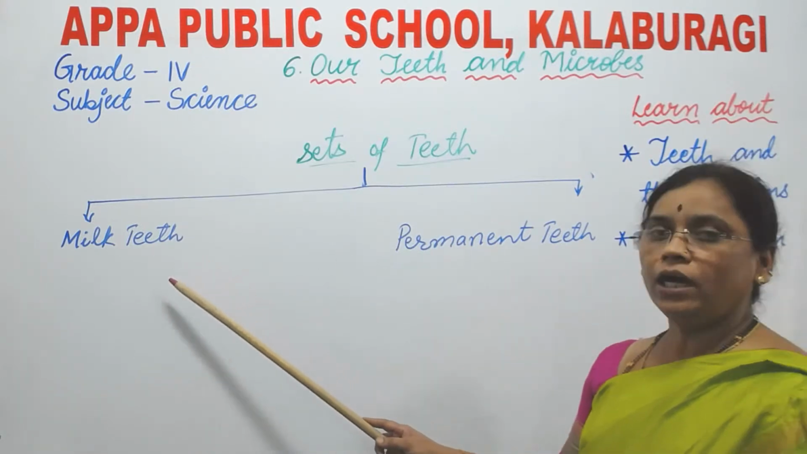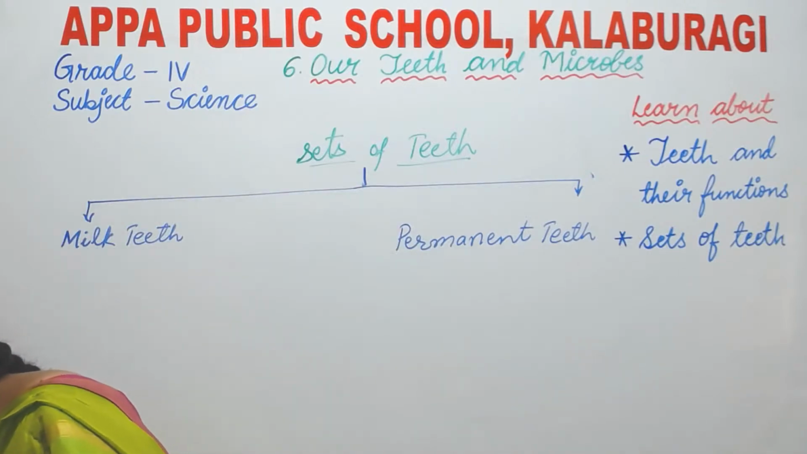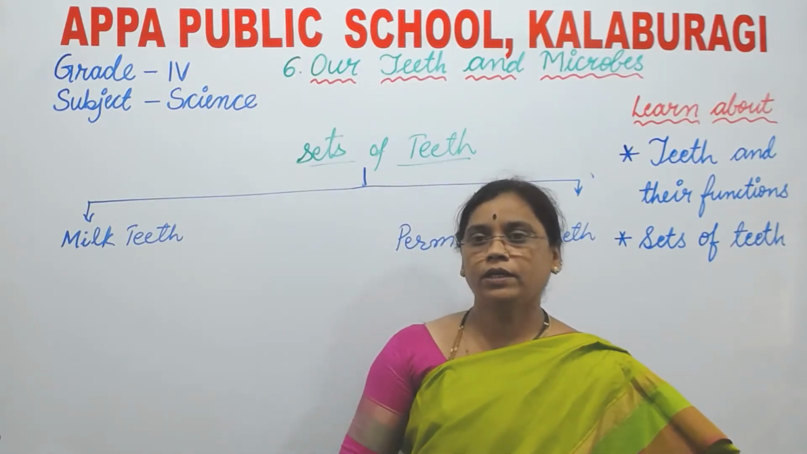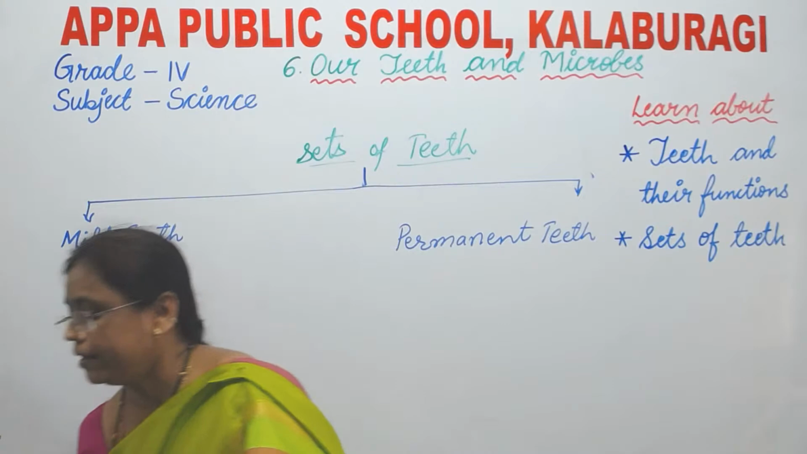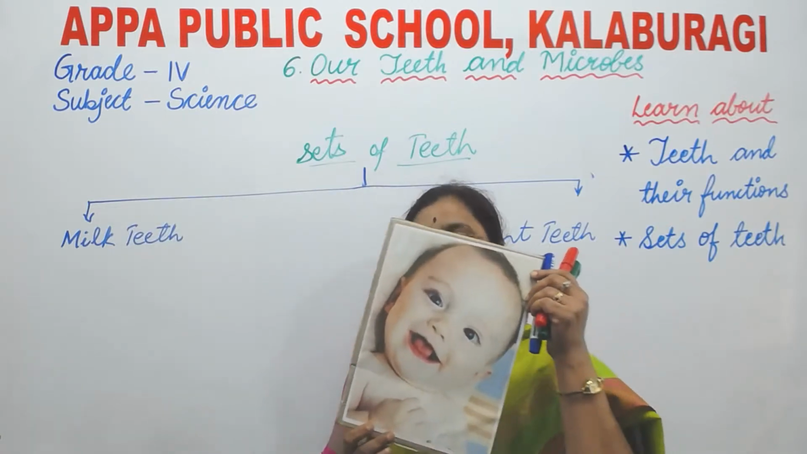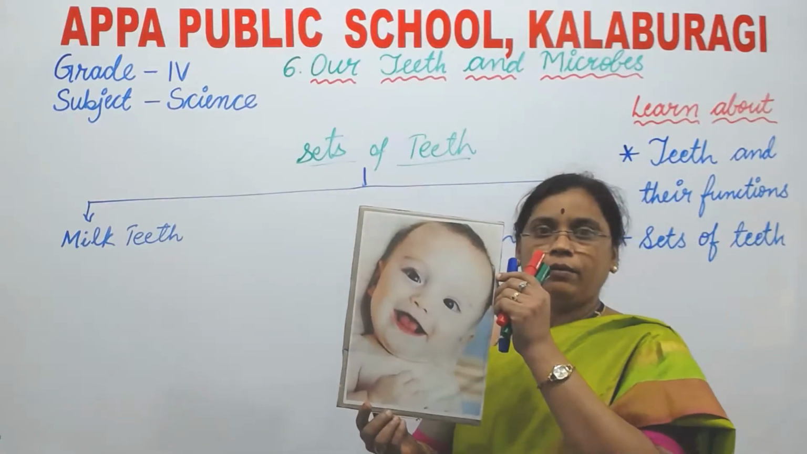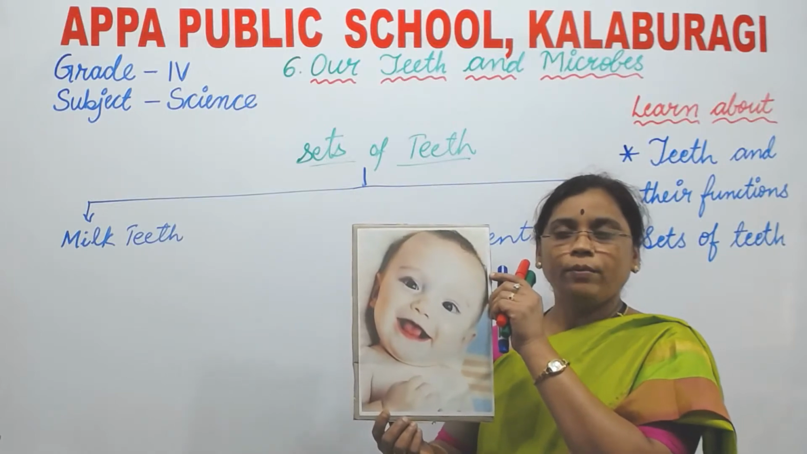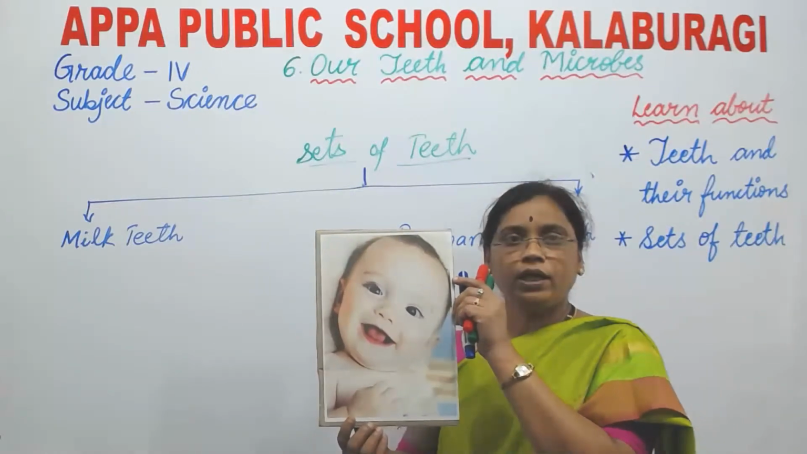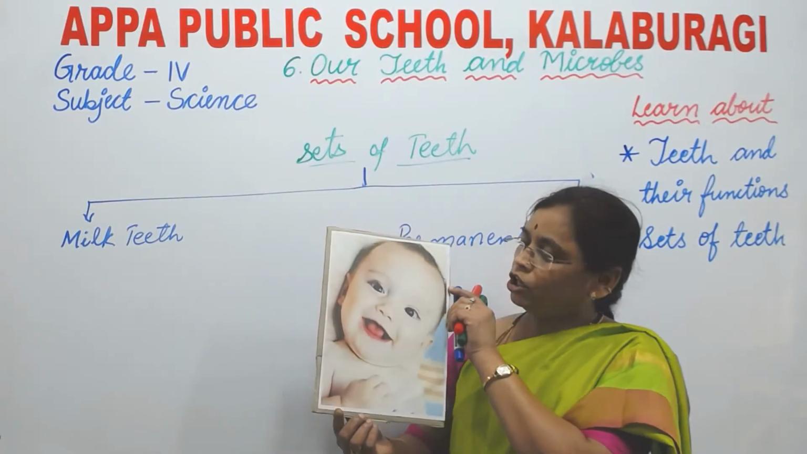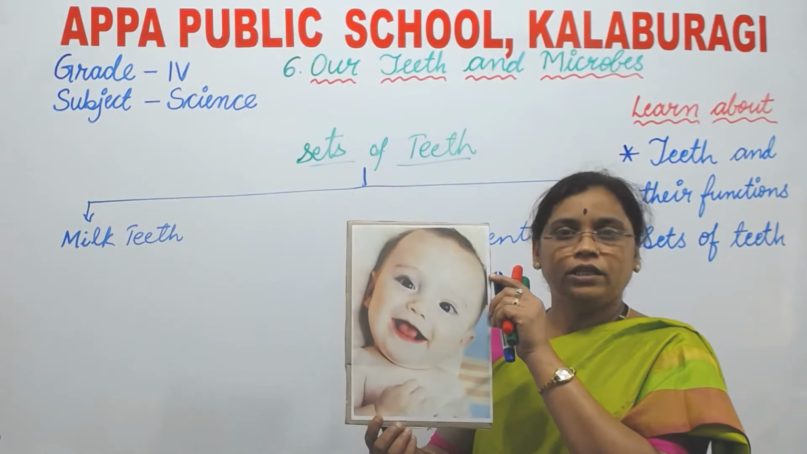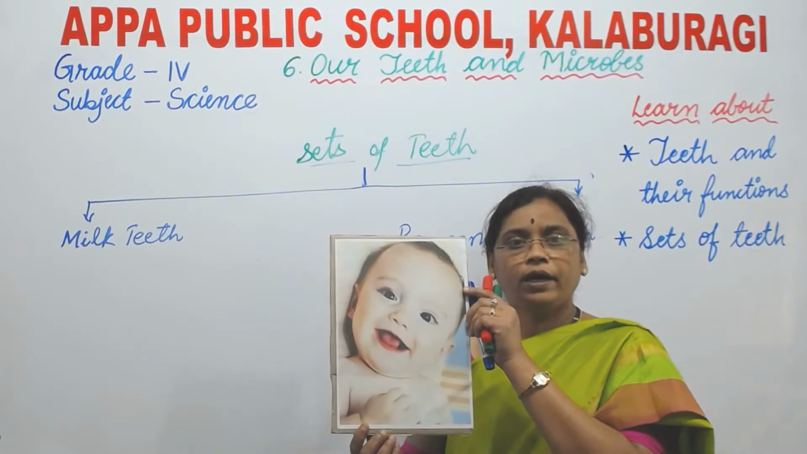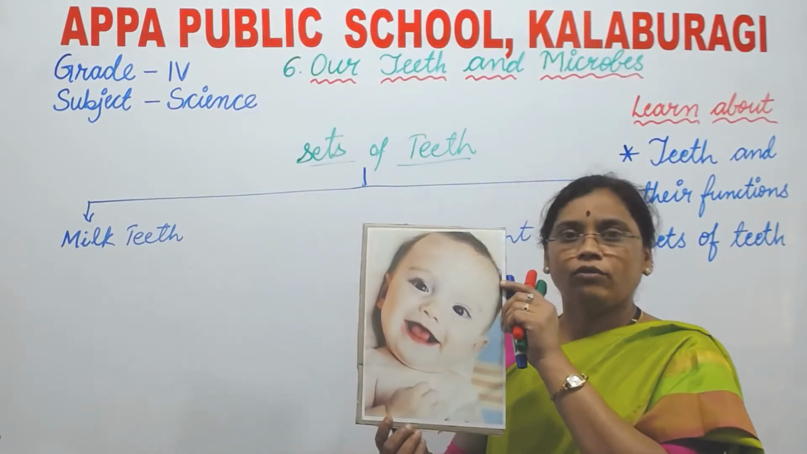So let us learn about the milk teeth. Have you ever seen a newborn baby? If not, look at the picture here. It's the picture of a newborn baby. Can you observe any teeth here? How many teeth can you see? No, we cannot see the teeth here. That means the babies are born without teeth.